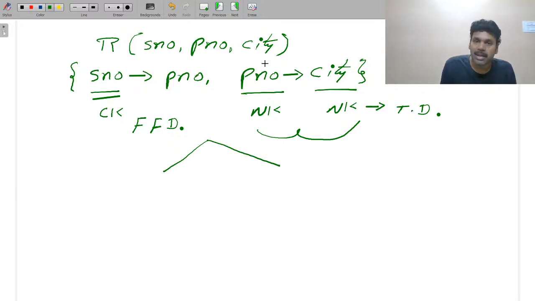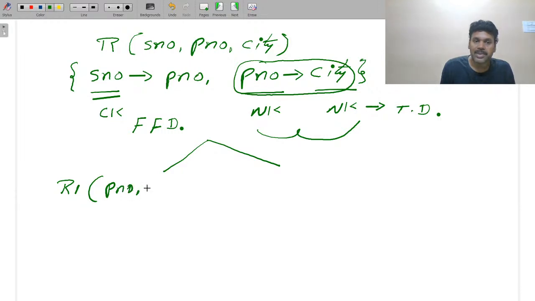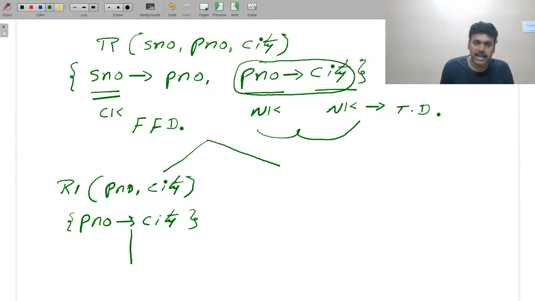Okay, now this is the problematic production for us. So what to do? We try to do a decomposition. So one table I will make this. So your R1 is P number, city. The problematic production I am making a separate table. So bring that production. What is that production? PNO implies city. There are no other columns in R1 as it is separated from your R. Now you write the data in that.